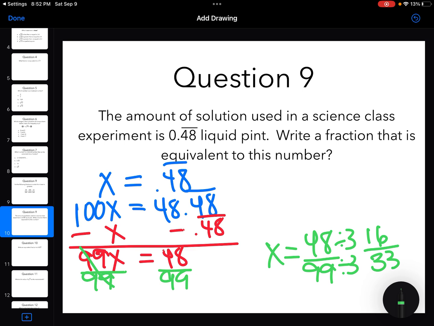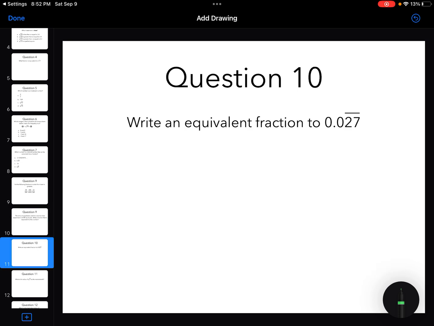Yeah, that looks about right. Okay, so if it were me, I would do 16 divided by 33 and see if I got this in my calculator. All right, write an equivalent fraction, and this time, if you look carefully, only that part's being repeated.